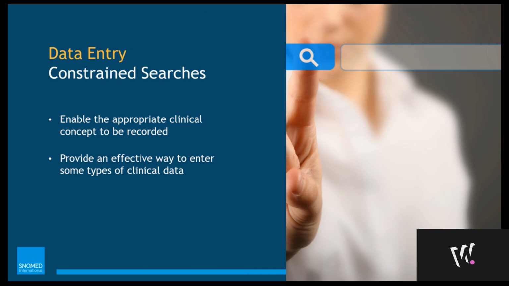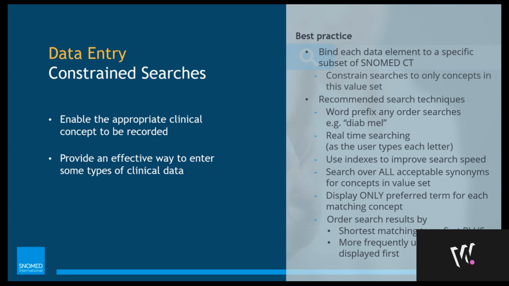As we have already discussed, SNOMED CT contains concepts representing different types of information, and concepts of different types are interrelated and often contain the same words. So while the breadth of content is a big plus for SNOMED CT, it can be less helpful when searching the terminology for data entry purposes. So what this means is that when using searches for data entry, the searches must be constrained. And the best practice technique for effective searches therefore includes binding each data element to a specific subset of SNOMED CT, and then constraining the searches to only concepts within this value set.